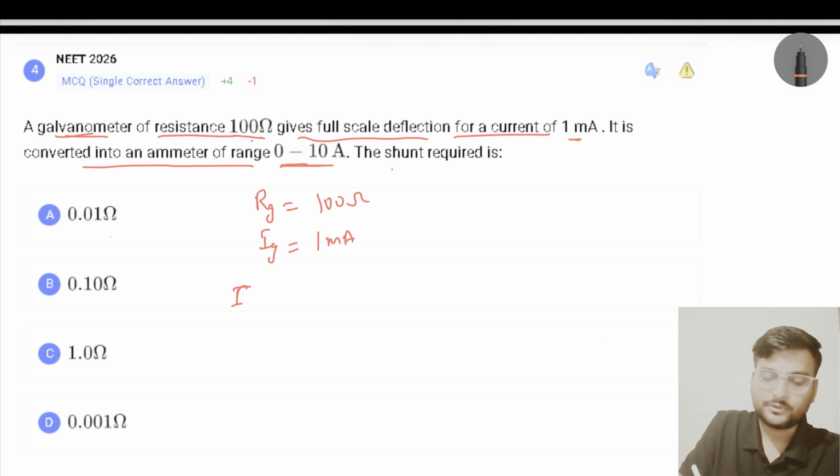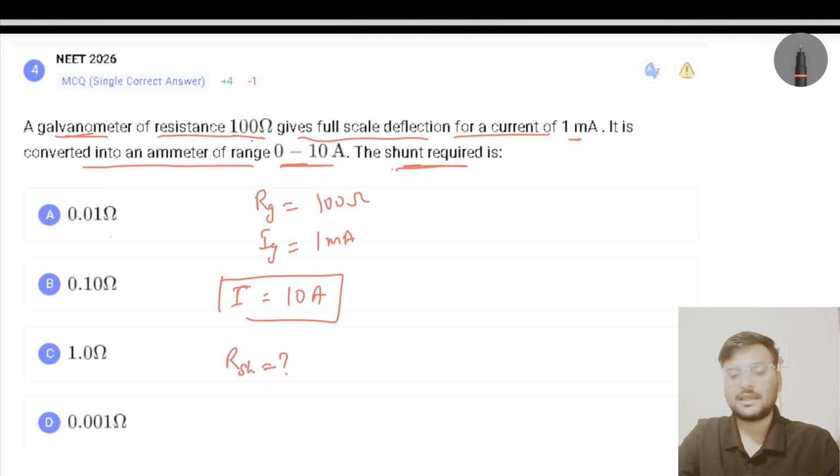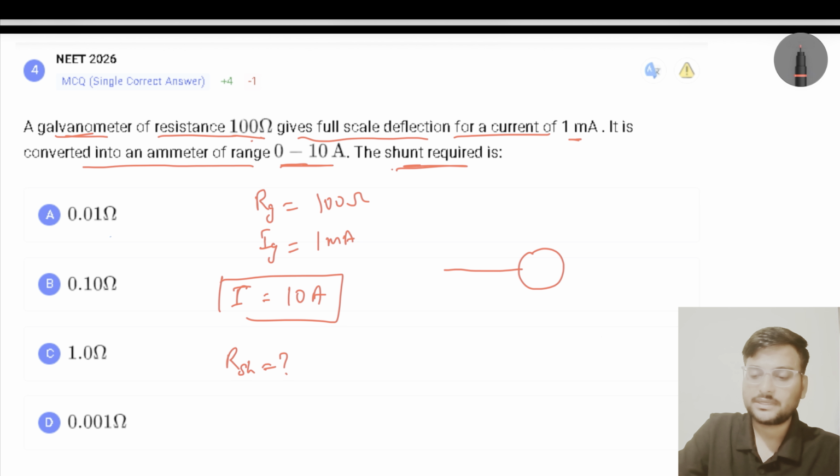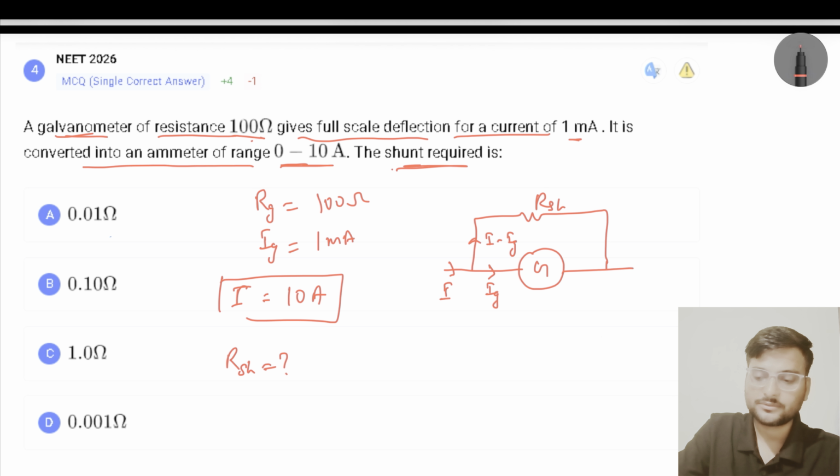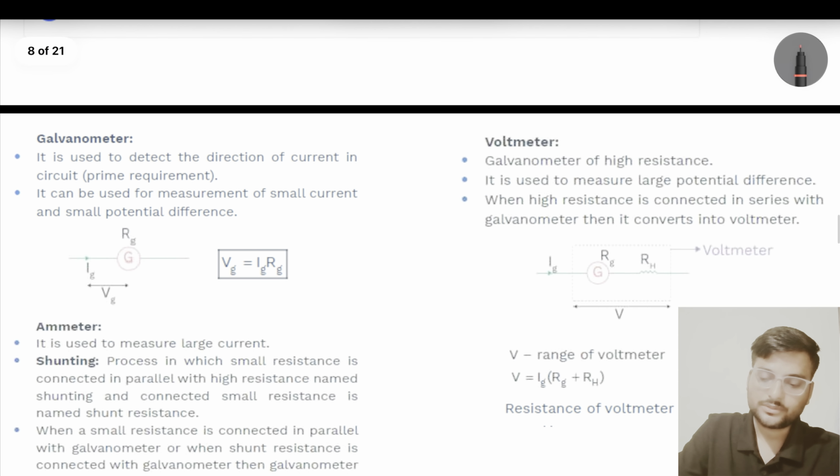Actually, how do we convert a galvanometer into an ammeter? See here, this is the galvanometer, and here we use a shunt resistance. This is the process. Here the current I goes, this is the current Ig, and the current I minus Ig will pass through here. This is the shunt current I shunt, and these two voltages are equal.